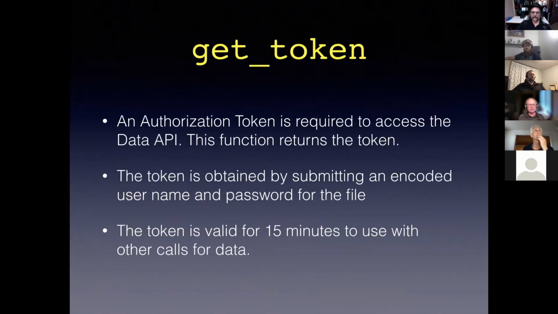The first one is a get token function. If you've used the FileMaker Data API in FileMaker, there's a whole palaver you have to go through to get the token first, and this follows the same thing. It's just using a different mechanism.